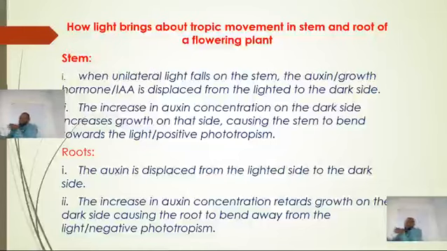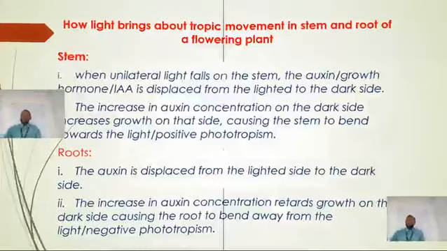So on the dark side, instead of it moving upward, because there is an increase on the dark side, the root will move what? Downward, causing the root to bend. There will be a curvature, and the root will bend away from light. That is what? Negative phototropism.